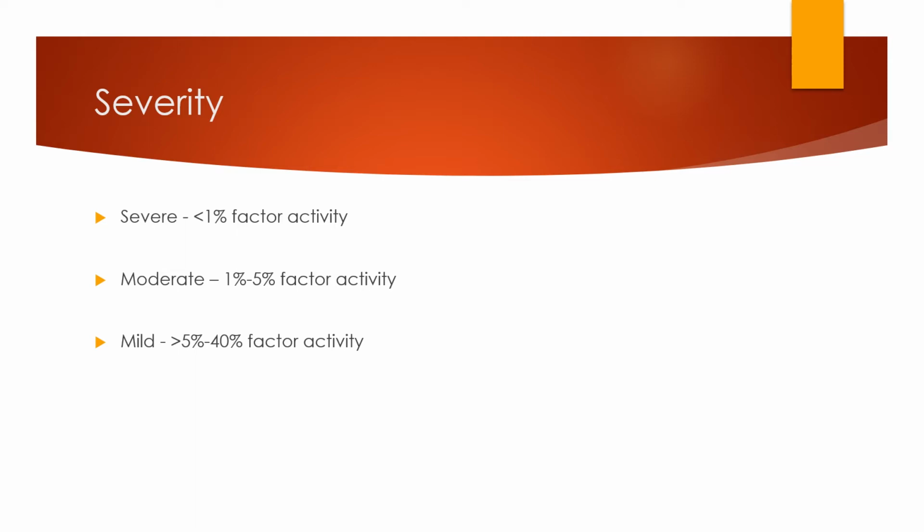So when we're looking at the severity, an individual who has less than 1% of factor activity is very severe. So this is a severe hemophiliac. Individuals who have 1% to 5% factor activity are at moderate risk. And individuals who have greater than 5% to 40% of factor activity are at a mild risk. And we'll talk about how this plays into giving medications and how this plays into daily lifestyle for patients in further slides.